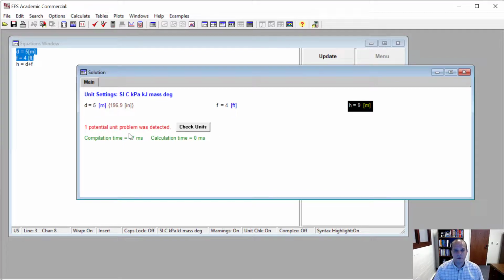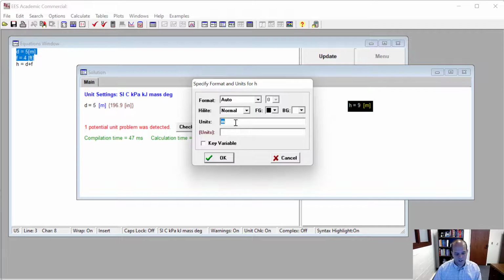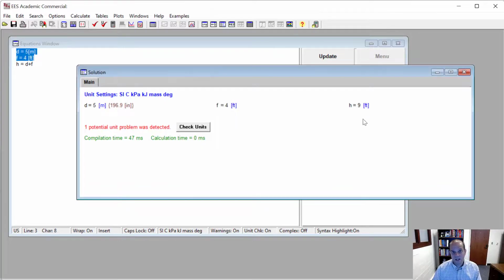but I still have this problem. And so when you're doing calculations, you want to make sure that these potential unit problems go away, because it's not just a matter of did I get something slightly wrong along the way. In this case, it's a very wrong number. 5 meters plus 4 feet is not 9 meters. And so I could come in here and I could change this to feet. And it's still 9. It's using those numbers 5 and 4. But that also gives me this error.